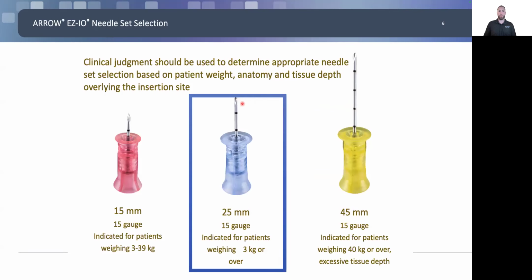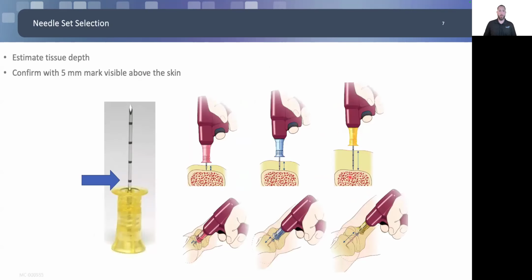Typically, I'm going to be reaching for this blue intraosseous needle. The pink one is really too small for most pediatric patients. I don't even really use it on neonates that often. So the blue is really the go-to for most patients. This yellow one may be used for obese patients.